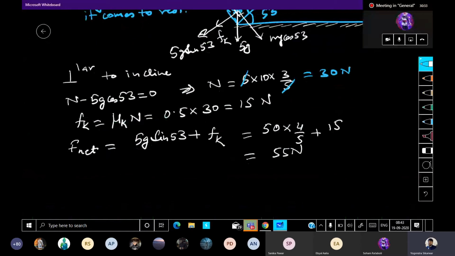A is equal to F net by m, that is 55 by 5, 11 meters per second square, and as it is downward, it will be negative. So acceleration is minus 11. Amod bhaiya, your answer was wrong. That's why I said you are consistent.